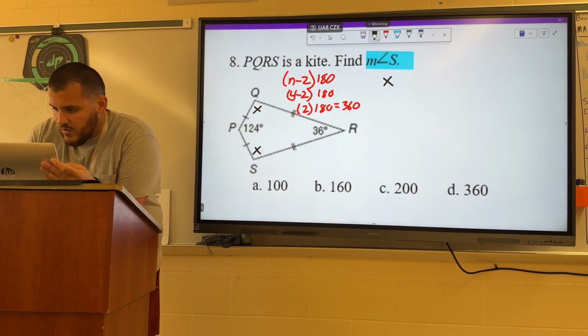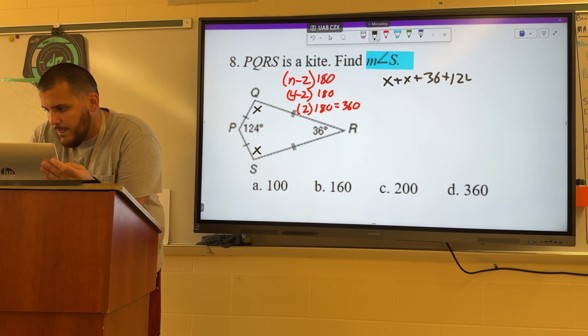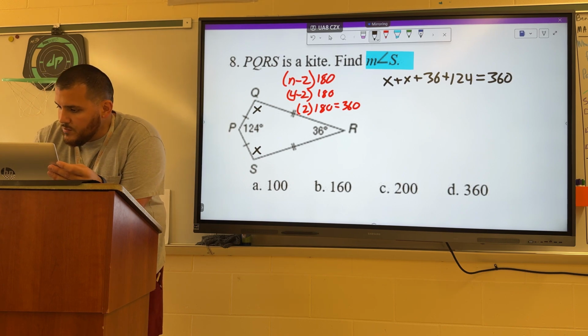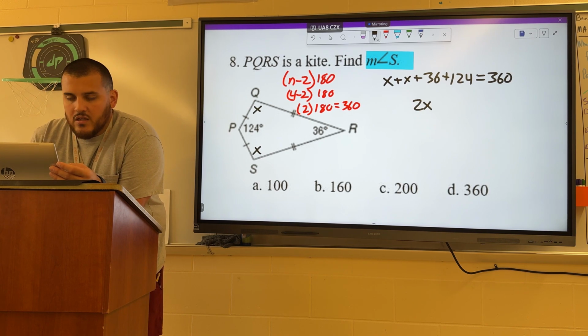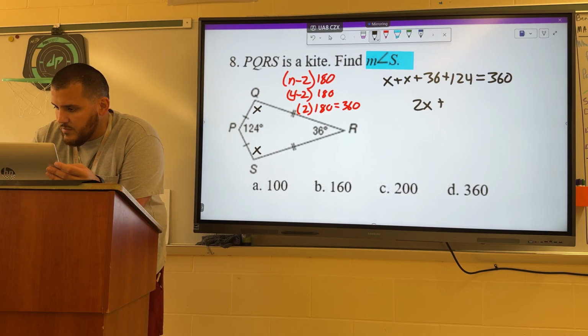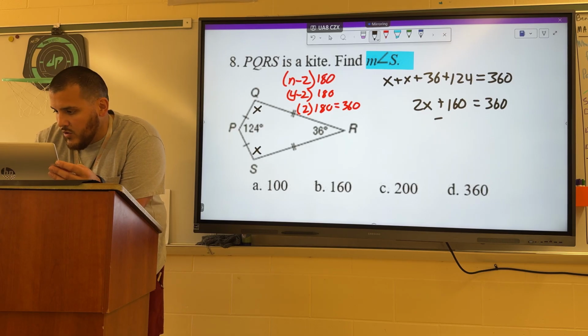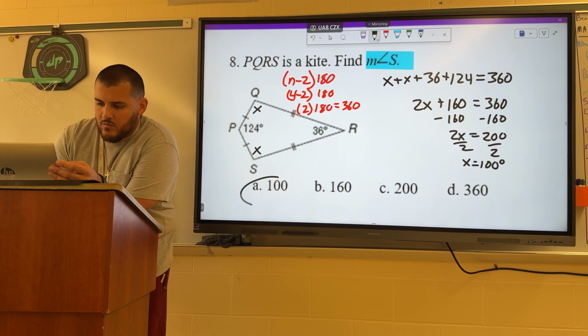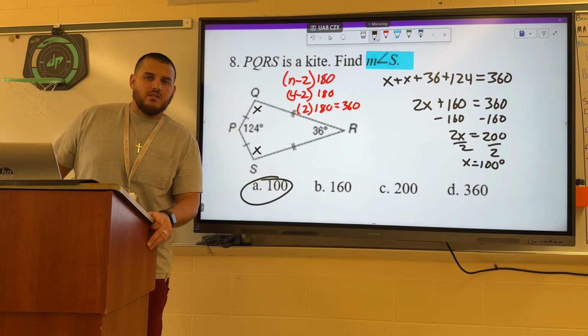And so we just have algebra from there. The 2 x's and the 36 and the 124 have to add up to 360 degrees. x plus x gives me 2 x's on the left. 36 plus 124 adds up to 160. That's just combining like terms. I can then move that 160 by subtracting it from both sides to get 2x equals 200. Then I can divide both sides by 2 to get x equals 100 degrees. So the measure of angle S is 100 degrees in this kite.